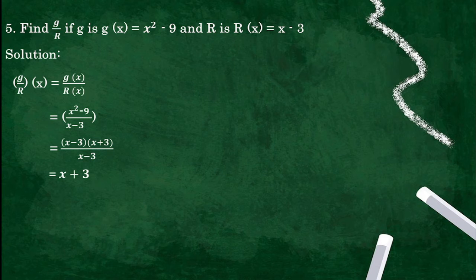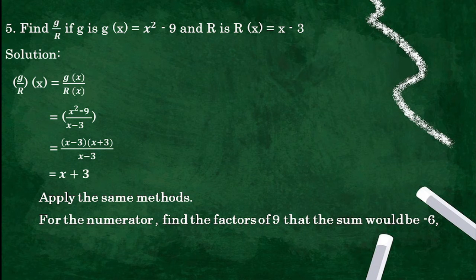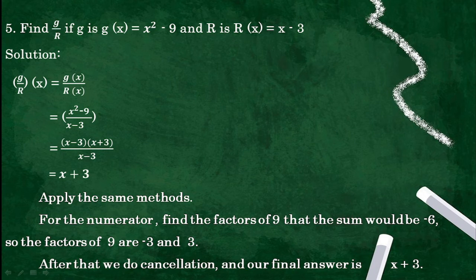And the last example, find g over r if g of x equals x squared minus 9 and r of x equals x minus 3. We apply the same as the previous examples. For the numerator, we find the factors of negative 9, which are negative 3 and 3. And so we cancel x minus 3, and our final answer is x plus 3.